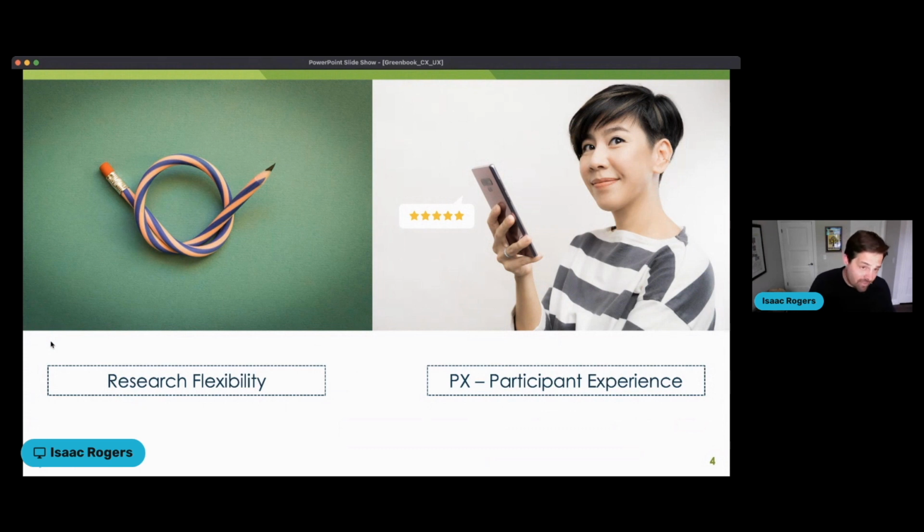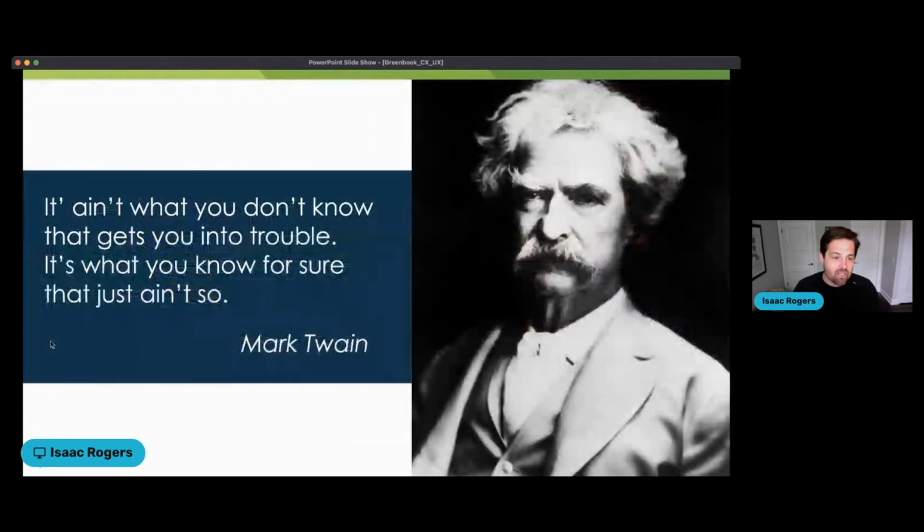So we're going to talk about flexibility and how critical that is. And we're going to talk about PX, or the participant experience, and how that can really boost your learnings and boost the results that you get from your work. So I'm going to start with this quote about flexibility. It ain't what you don't know that gets you in trouble. It's what you know for sure that just ain't so.